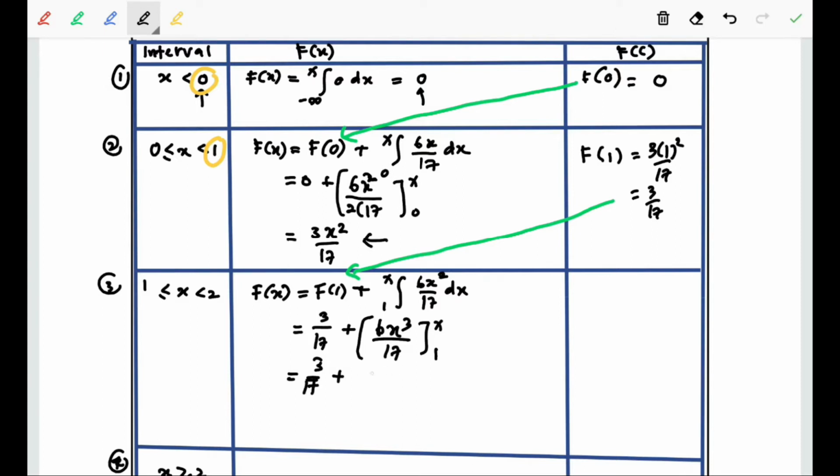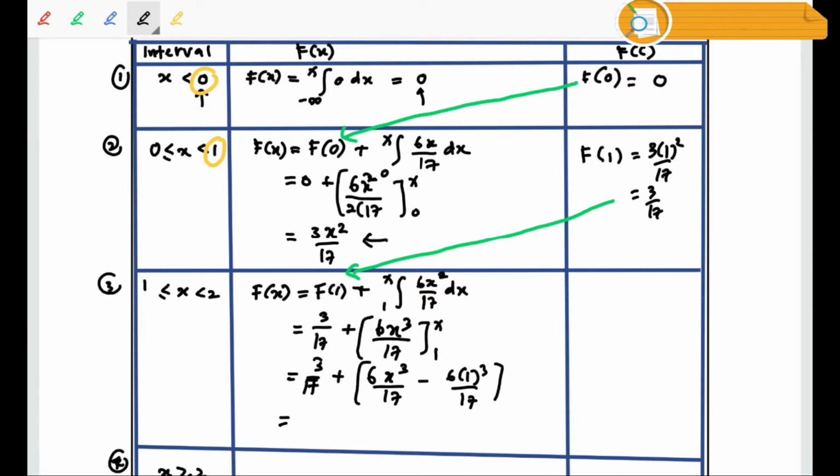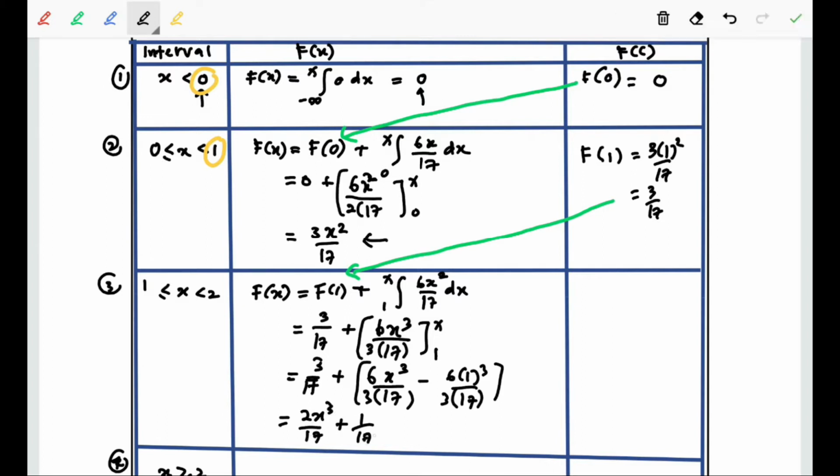3 over 17 plus this integration, so 6, substitute the limit, so 6x cubed over 17 minus 6 times 1 cubed over 17. So then, if we simplify every single thing here, oh, I forgot, this should be 3 here. Right, so at the end, after you simplify, you will get 2x cubed over 17 plus 1 over 17. Or you can rewrite it as a single fraction, which is 2x cubed plus 1 over 17.